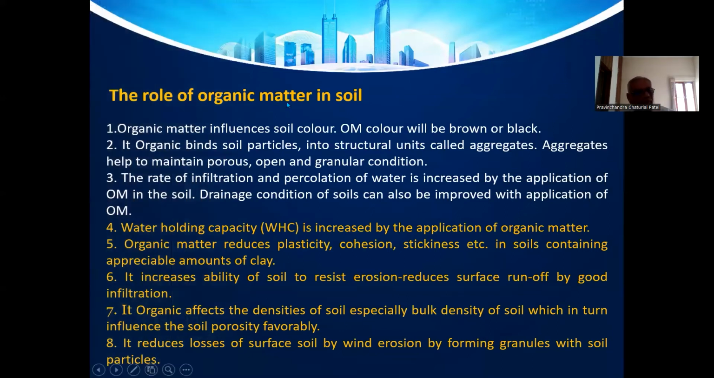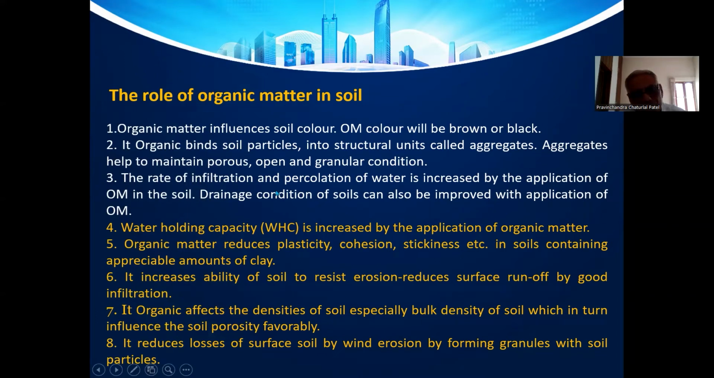So now we will see the role of organic matter in soil. So organic matter influences soil color. Organic matter color will be brown or black. Organic matter binds soil particles into structural units called aggregates. Aggregates help to maintain porous, open and granular condition. The rate of infiltration and percolation of water is increased by the application of organic matter in the soil. Drainage condition of soil can also be improved with the application of organic matter.